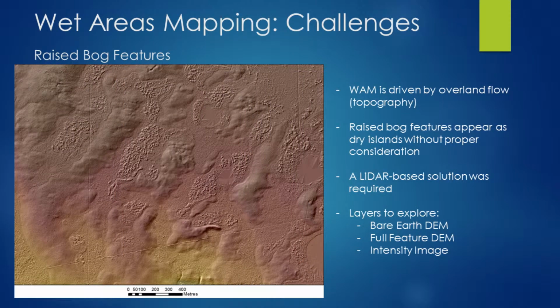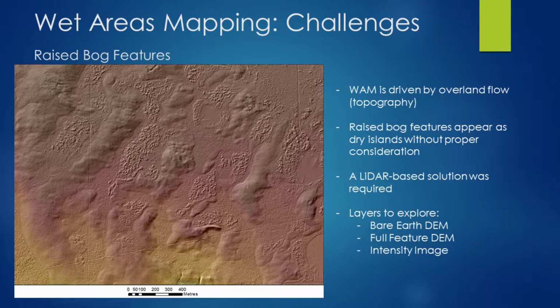The LiDAR pulses that are sent down from the aircraft can only analyze the last return that they actually receive in order to develop the bare ground surface. But in these areas, we tend to have very large, fairly mounded peat domes. So from a topographic overland flow perspective, which is how the Whitter's mapping is derived, these features all appeared as dry islands, as domes. So we had to look at ways, based off of a LiDAR-based solution, to identify these wetland features and deal with them accordingly.